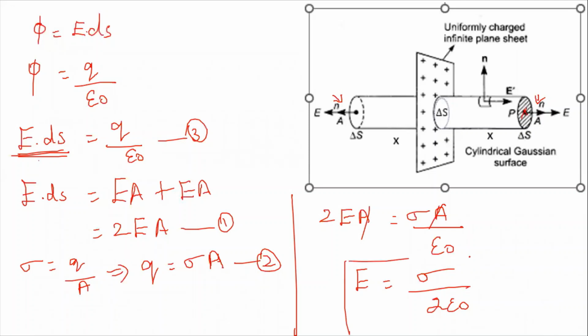So from this, and again electric field is a vector quantity, put a vector notation, n cap. So from this you understand that the electric field is independent of the Gaussian surface, or the area of the Gaussian surface that you take into account. That is the reason any Gaussian surface you take, you will get the same answer. So electric field is sigma by 2 epsilon naught n cap.